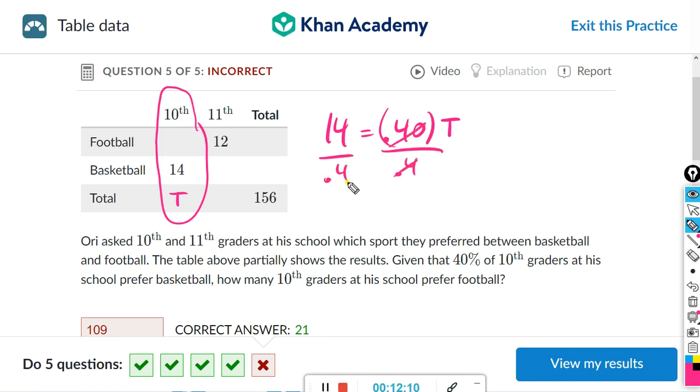it cancels here, and I'll do this on the calculator. Okay, the total t is 35. So in place of that box, I'm going to write 35. All right, and then subtract 14, that's going to be 21. So how many 10th graders prefer football? 21. Okay, and that's the answer they got. So that was my mistake.